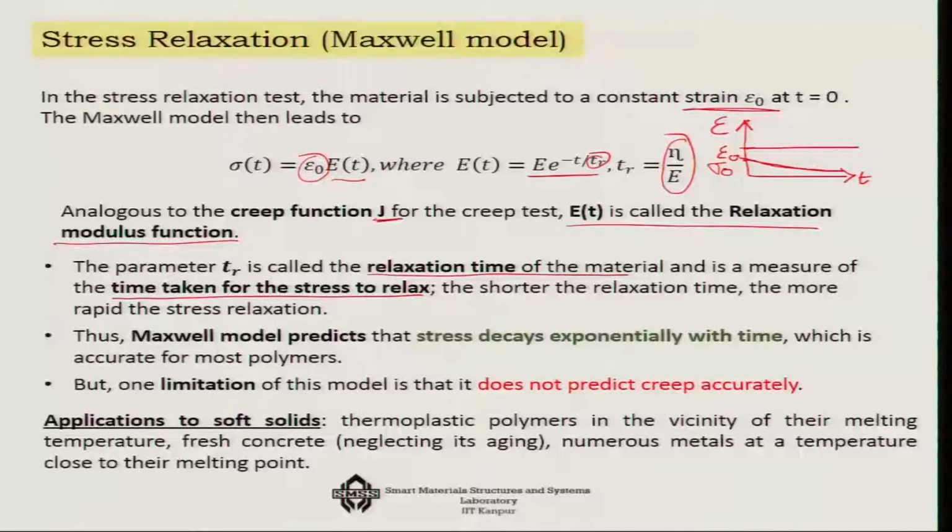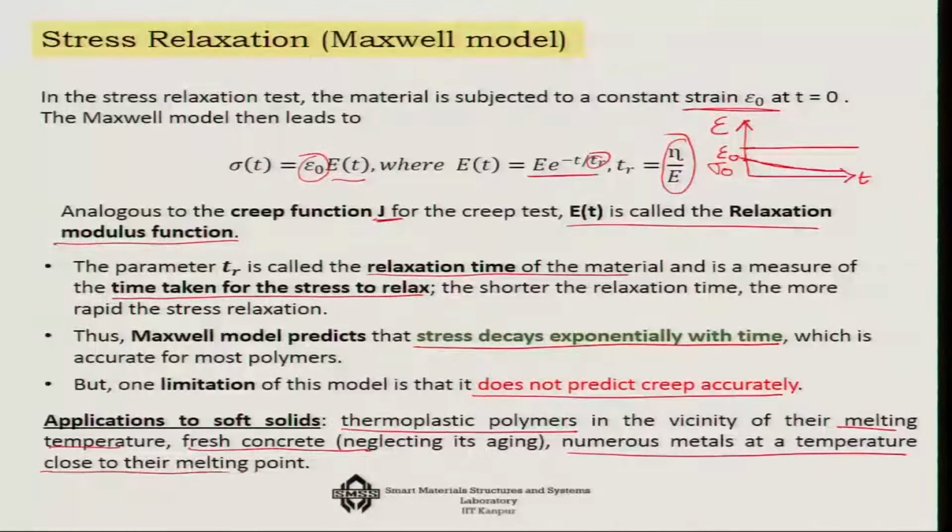Thus Maxwell model predicts that stress decays exponentially with time, and that is found accurate for most of the polymers. So, the limitation of Maxwell model is that it does not predict creep accurately, but it does predict relaxation accurately, and this is observed in thermoplastic polymers in the vicinity of their melting temperature, fresh concrete, if you neglect the aging, or numerous metals at a temperature close to their melting point, you will observe this type of a nature of stress relaxation. So, the Maxwell model can be applied in such a case.